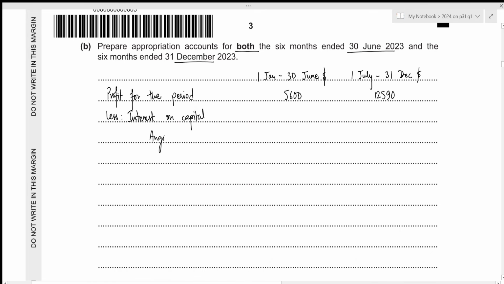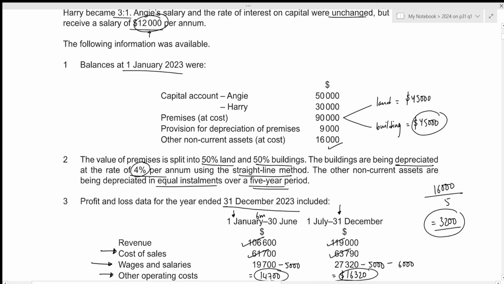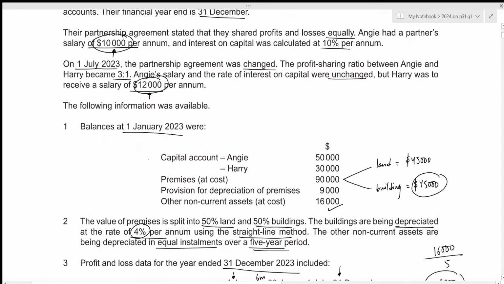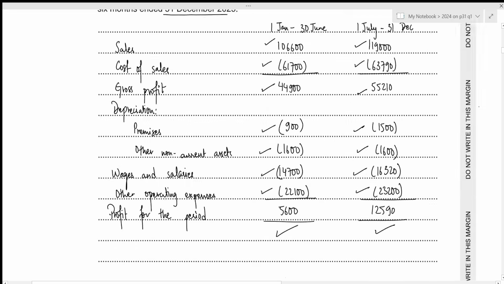So Angie and Harry. For the first half of the year, it will be quite easy. We can just multiply the rate of interest on capital to the opening balance of the capital accounts given. And we only need it for 6 months, so we also need to multiply it by 6 and divide it by 12. So we have the capital accounts right here. The rate for interest on capital was given to be 10%. So for Angie, that will be 50,000 times 10% times 6 by 12. This results in the value of 2,500. For Harry, that will be 30,000 times 10% times 6 by 12, which results in the value of 1,500. Let's write it down.